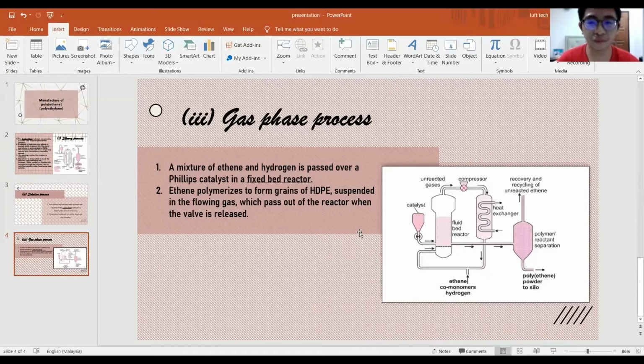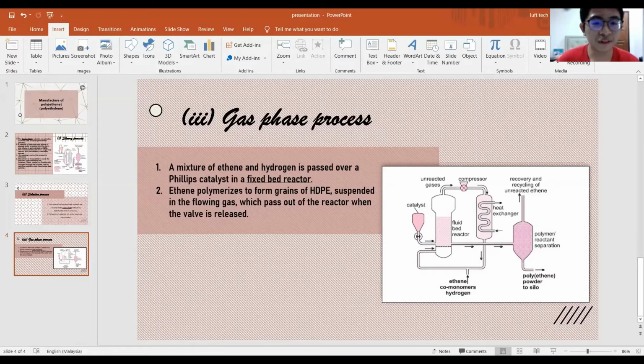So for your information, it actually doesn't use the Ziegler-Natta catalyst as the previous two. It uses Phillips catalyst in a fixed bed reactor. So a mixture of ethene and hydrogen is passed over the catalyst, which is Phillips catalyst, different from the previous two, in a fixed bed reactor.